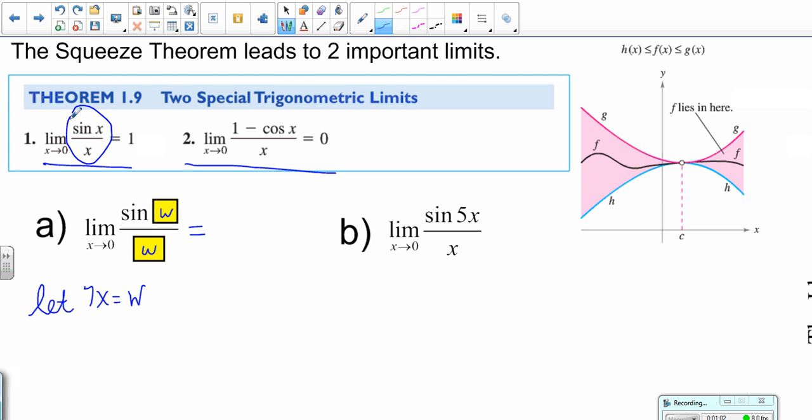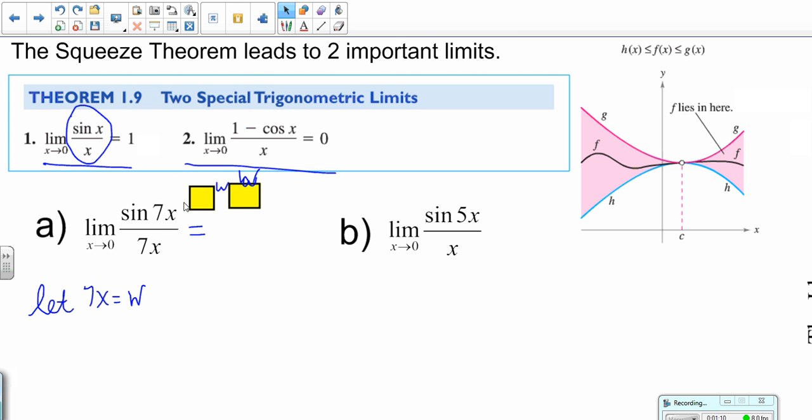Well, that looks an awful lot like that, doesn't it? So as long as it's same over same, we're going to be just fine. So we're going to pull this off. Let's do that. So sine of 7x over 7x is still going to be just 1, because it looks like this, where I have the same thing over the same thing.